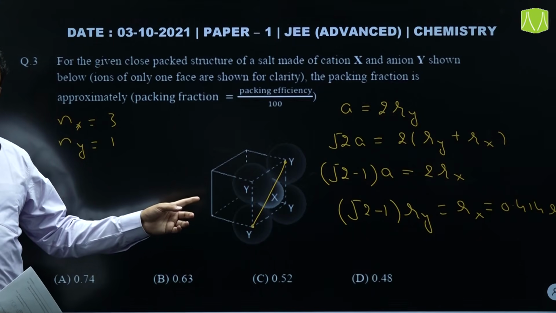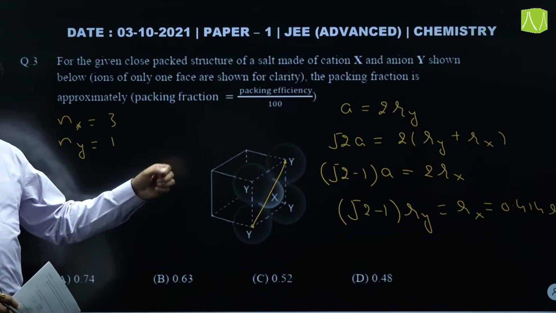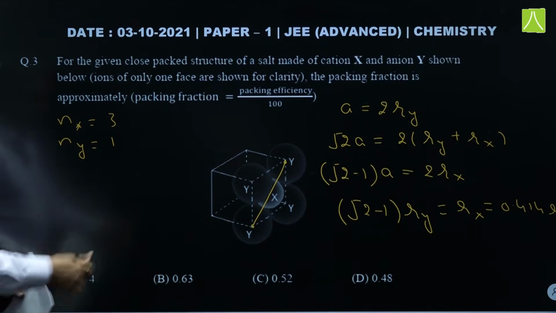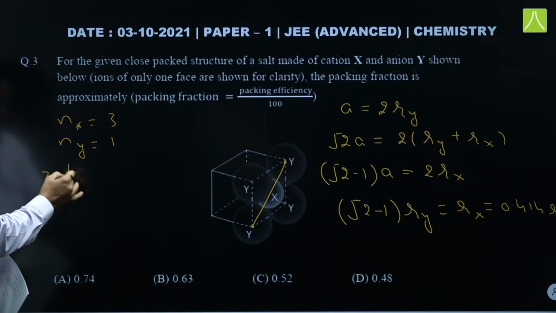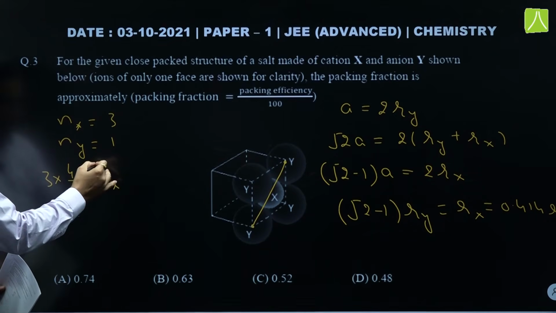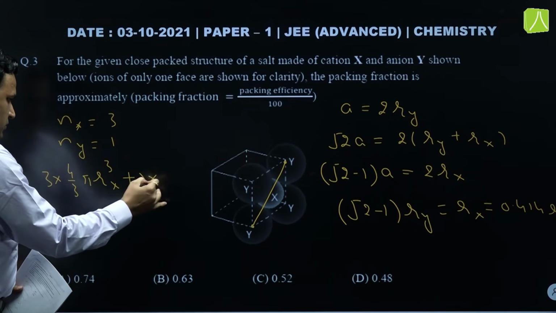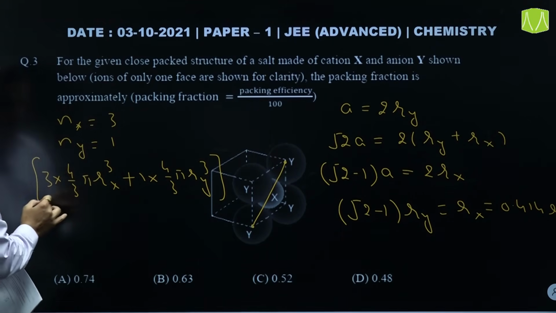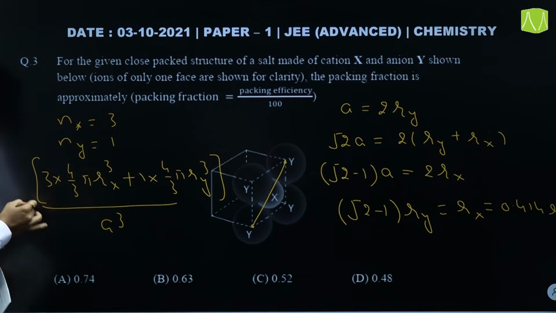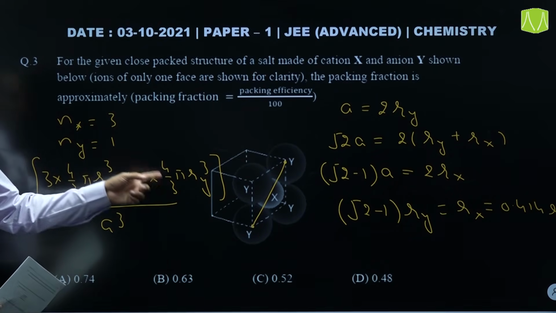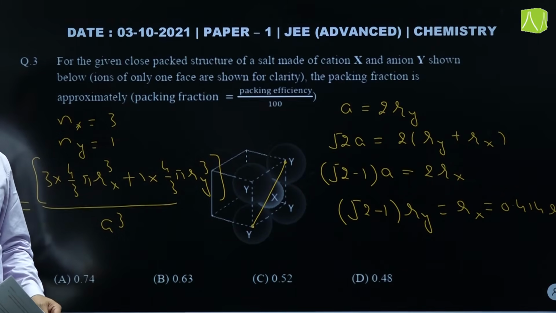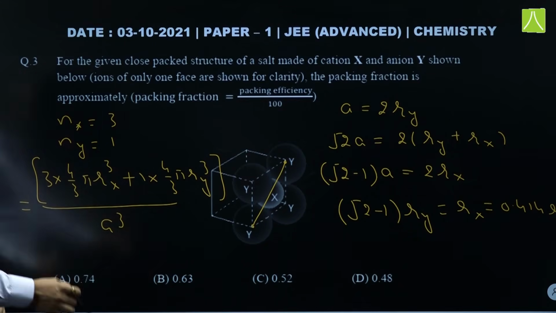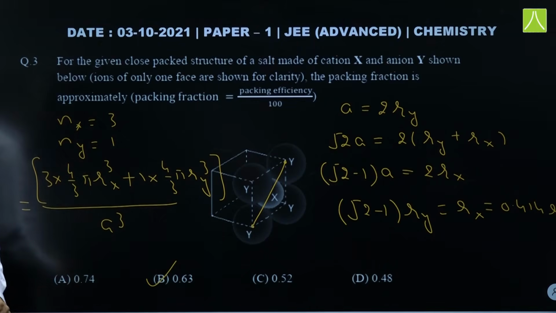to 1. So now we can calculate the total volume of the atoms X and Y and the total volume of unit cell, and that is going to be packing fraction. So packing efficiency is going to be 3 times 4/3 π radius of X cube plus 1 into 4/3 π radius of Y cube, this divided by A cube. This is going to be packing fraction. So with this calculation, we know now the values of radius of X and Y in terms of A. So we can substitute and calculate the packing fraction. This will come out to be approximately 0.63.